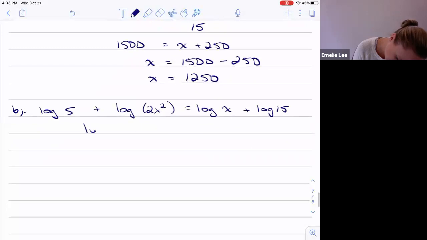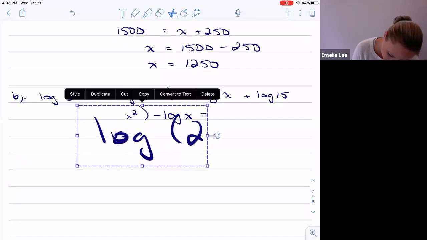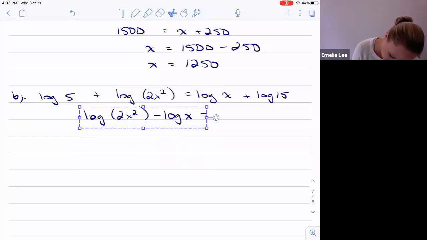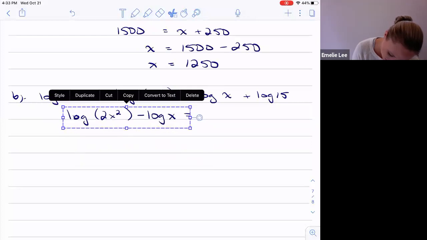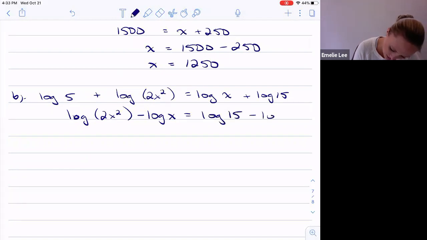So I get the log of 2x squared minus the log of x is equal to, and I should stack my equal signs a little bit better. So the log of 2x squared minus the log of x is equal to the log of 15 minus the log of 5.